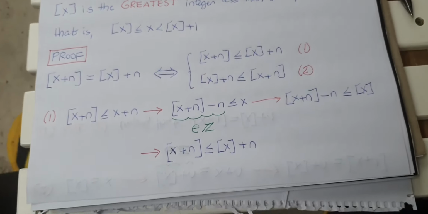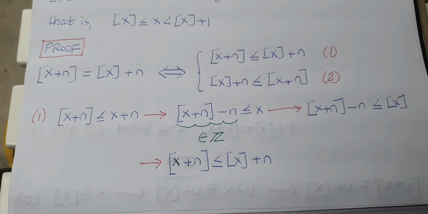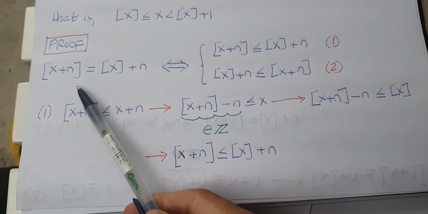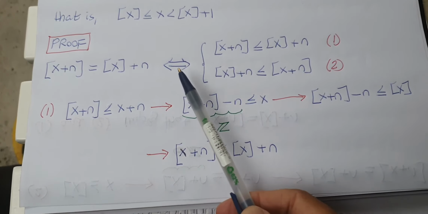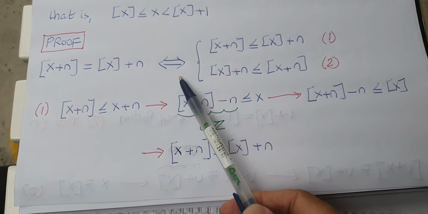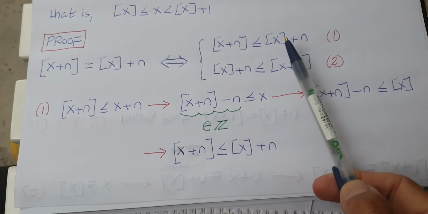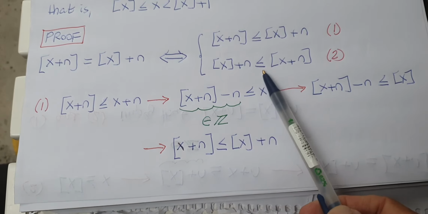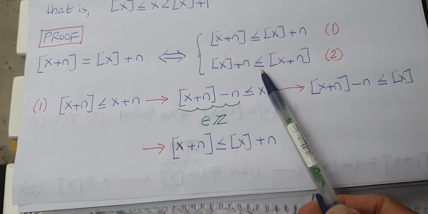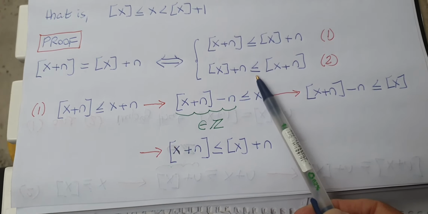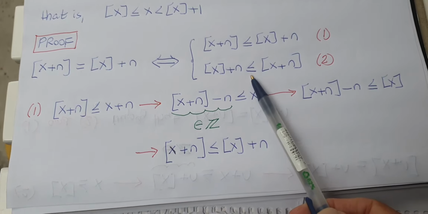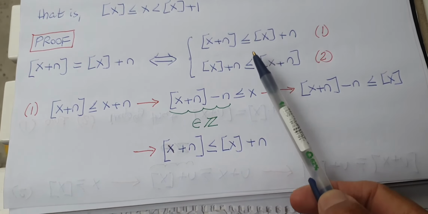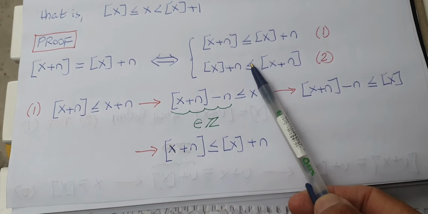Okay, so let's get on to the proof now. Proving this equality is equivalent to proving two inequalities, namely this one and that one. Remember that if a is less than or equal to b and at the same time b is less than or equal to a, then a and b have to be equal. So this is how we are going to do it.